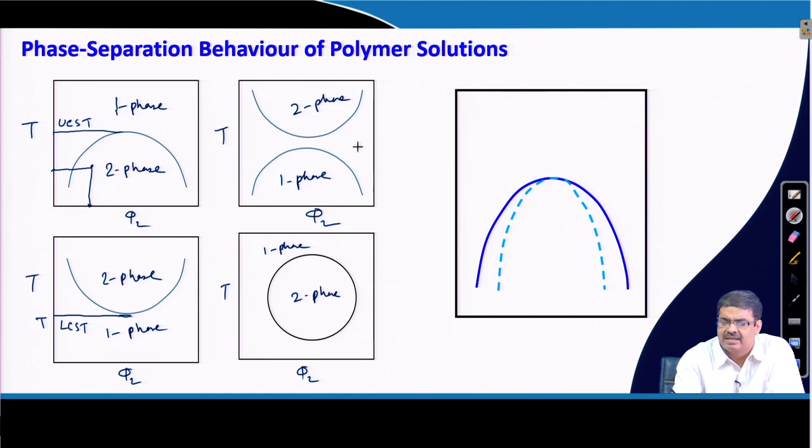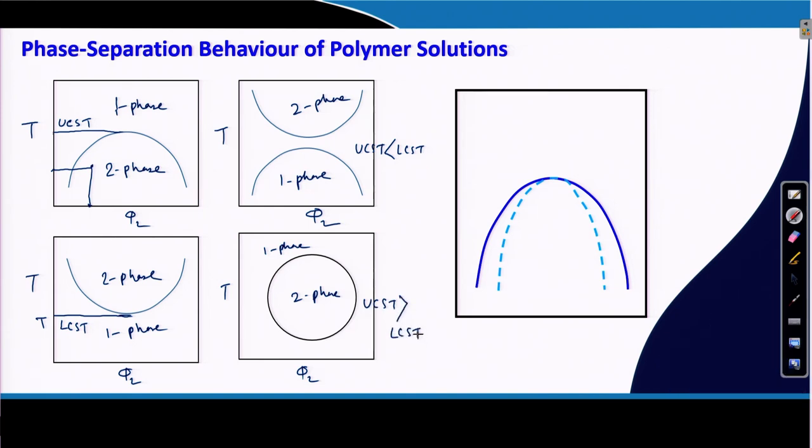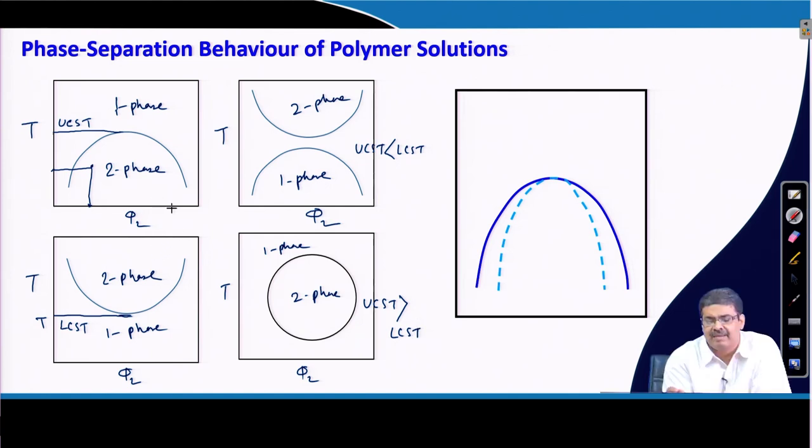There is a possibility that we can have either of these. In this case, UCST is less than LCST, and in this case UCST is greater than LCST. Now, it is not that every polymer solvent system will have all these four possible phase behaviors. This is the overall possible phase behavior for any combination of different polymer and solvent systems. This is general behavior. A particular solvent polymer pair may show one of these behaviors or more than one behavior depending upon the particular pair we are discussing.